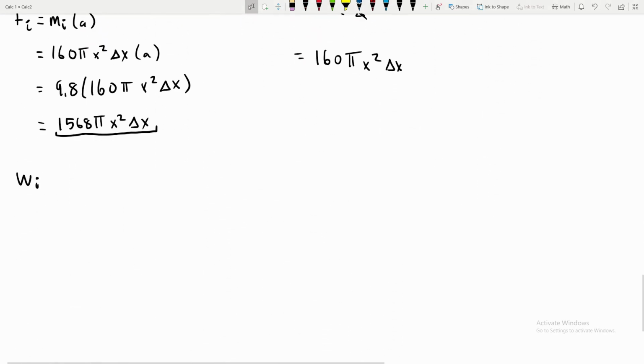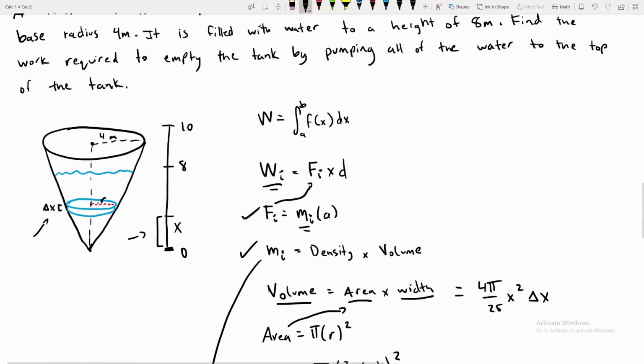I'm going to write the formula down here. The ith work was equivalent to the force of the ith layer times the distance that layer has to travel, in a sense. So we have figured out what the ith force is. It was going to be 1568 pi x squared delta x, and now we want to multiply it by the distance that this sheet of water, all of this, has to travel.